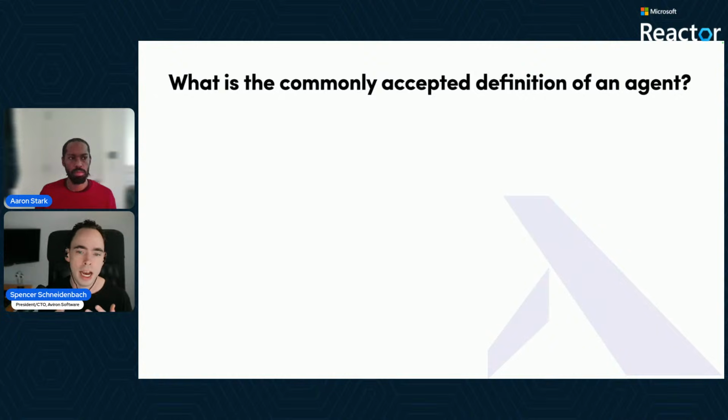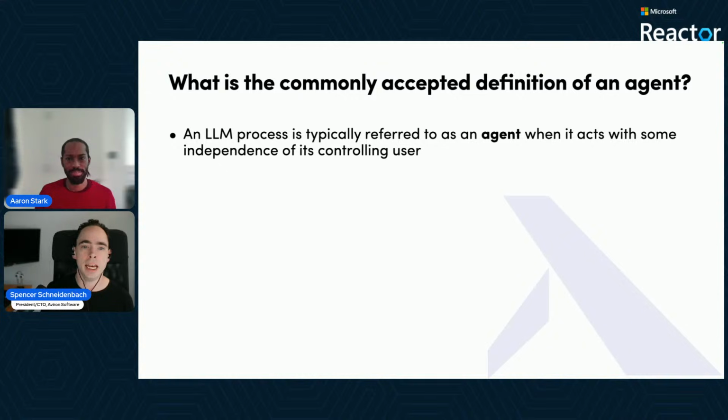While my definition of an AI agent is one thing, and I think it's still correct, lots of people would say an AI agent is really when an AI process is able to act independently of its controlling user or owner, entity, business, whatever the case may be. So it usually has a way to act with some kind of independence.